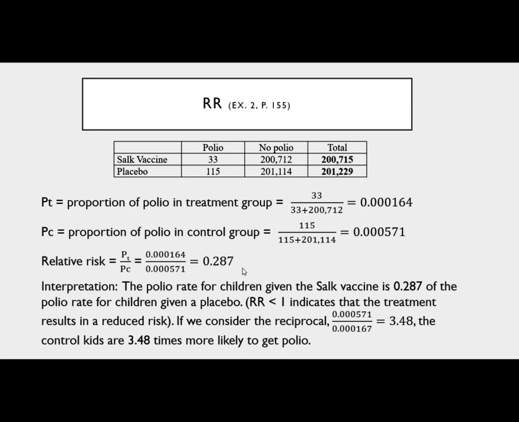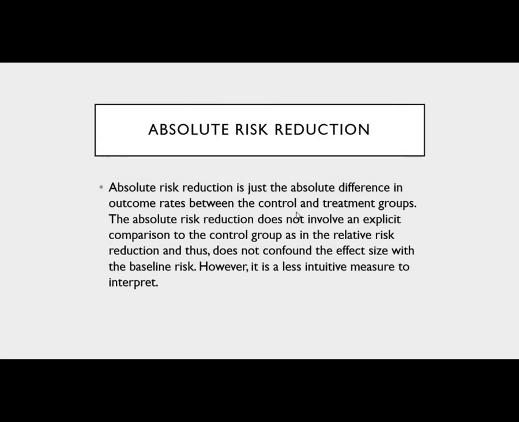This is less than 1. So the interpretation is the polio rate for children given the Salk vaccine is 0.287 of the polio rate for children given the placebo. So it's less than 1, which indicates that the treatment results in a reduced risk. If we consider the reciprocal, and we put it the other way, 3.48, the control kid risk reduction is just the absolute difference in the outcome rates between the control and treatment groups.